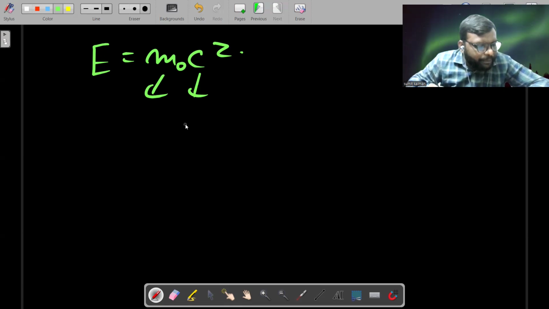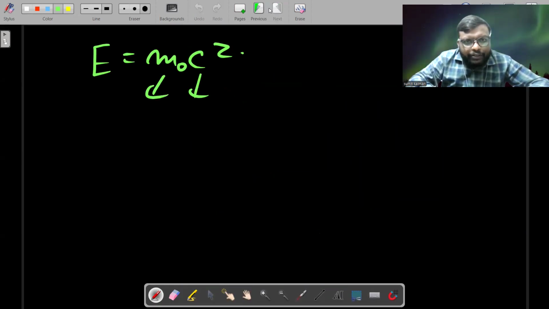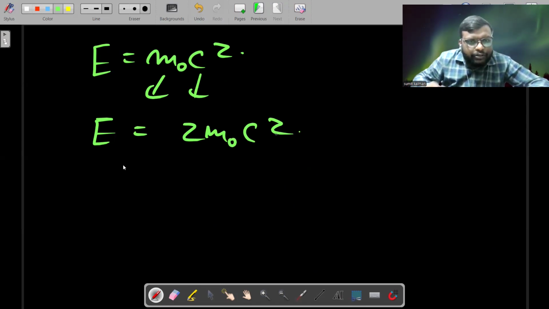And students, in our case there is proton. So students, we have to calculate minimum amount of energy which a gamma ray photon should possess in order to produce a proton and an anti-proton pair. So students, the minimum energy, it will be equal to 2 m naught c square. So students, we will calculate this.